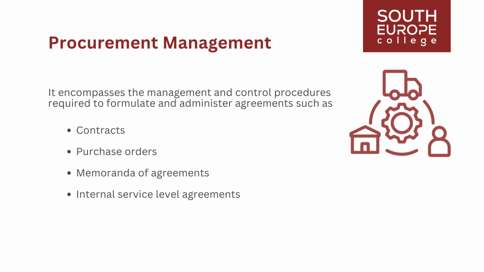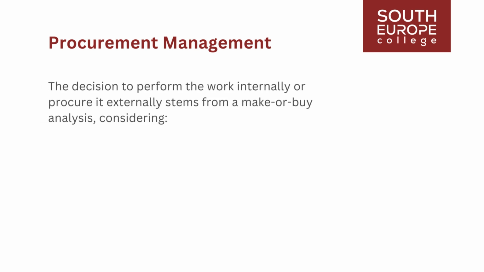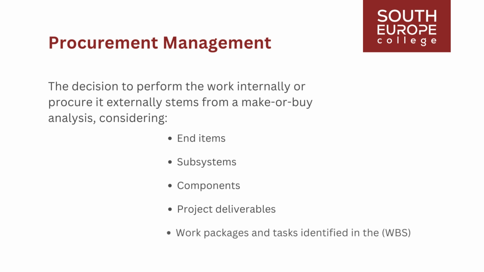Individuals authorized to procure the necessary goods and services may be members of the project team, management, or part of the organization's purchasing department. Many projects involve the procurement of goods and materials and the outsourcing of project work. Some projects rely entirely on external procurement rather than internal production. The decision to perform the work internally or procure it externally stems from a make-or-buy analysis considering end items, subsystems, components, project deliverables, work packages, and tasks identified in the Work Breakdown Structure, WBS.